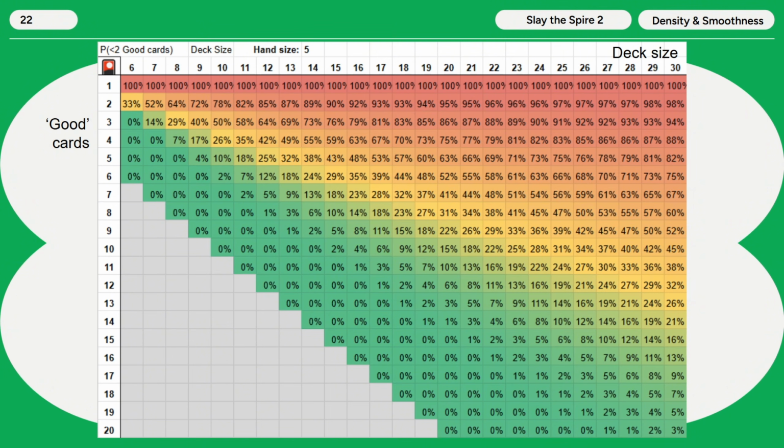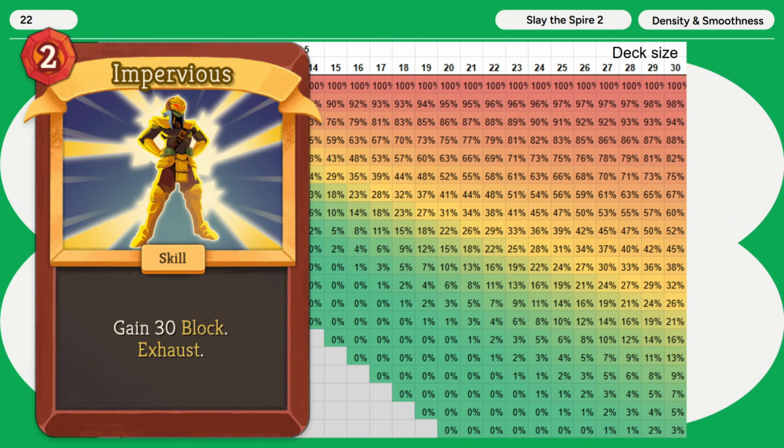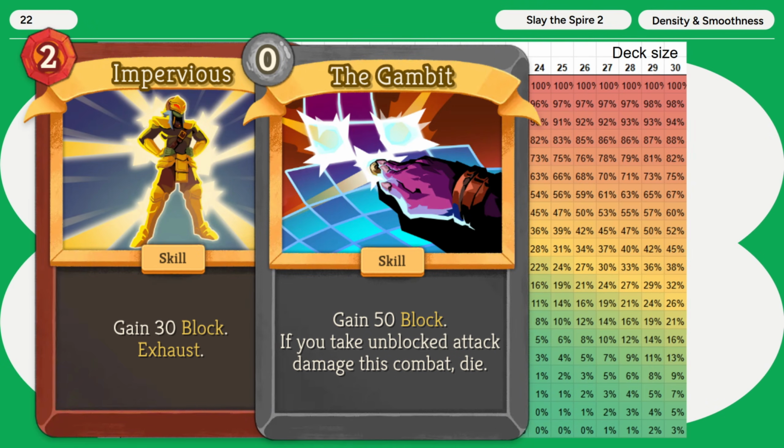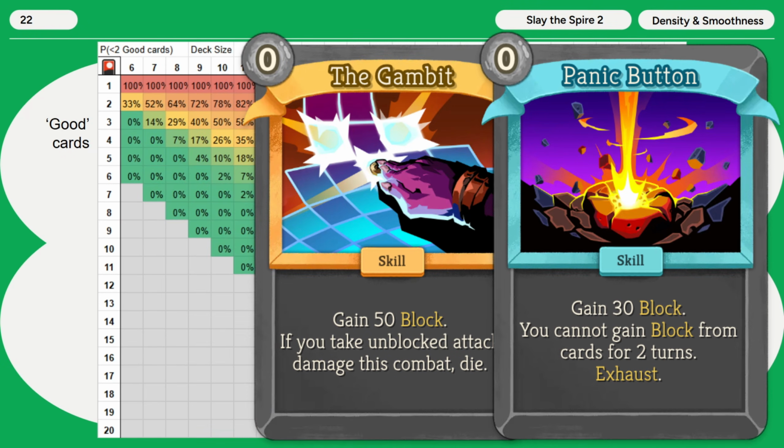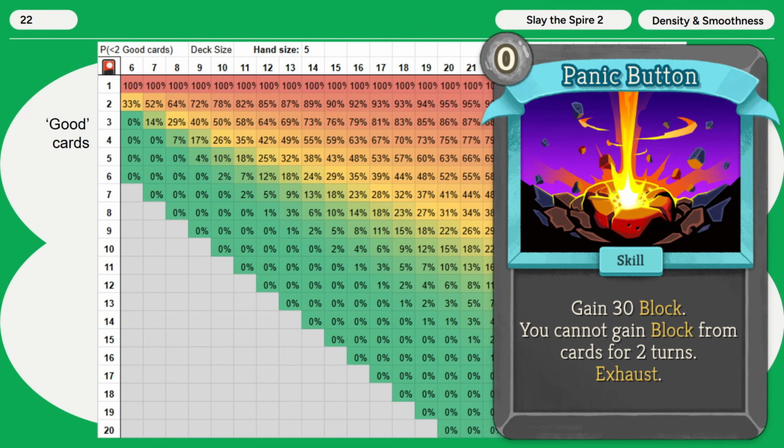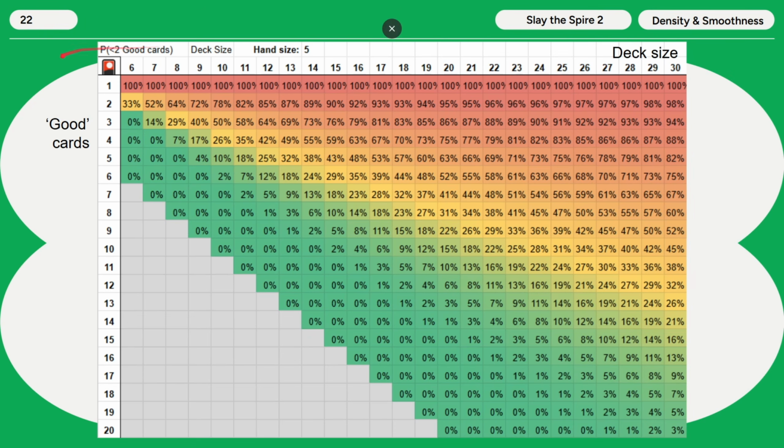Now maybe your HP is fairly low and you need to draw specific block cards to survive the hit. Maybe you need to draw weak. Maybe you need to draw an impervious that you've been saving, or a gambit that you've been saving, or a panic button that you've been saving. In those circumstances, density doesn't really give you too much detail, because when you start looking at 1 or 2 or 3 cards, density very much falls apart. It's just the number of cards, right? It's just however many you have.